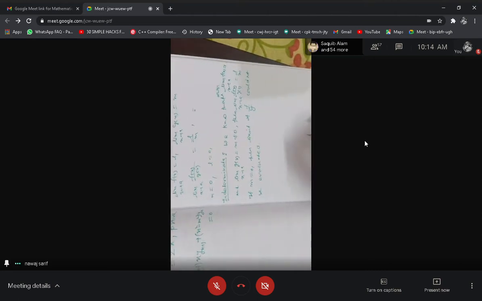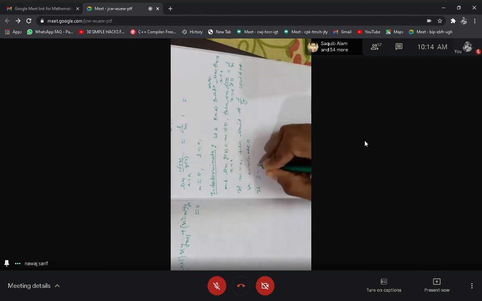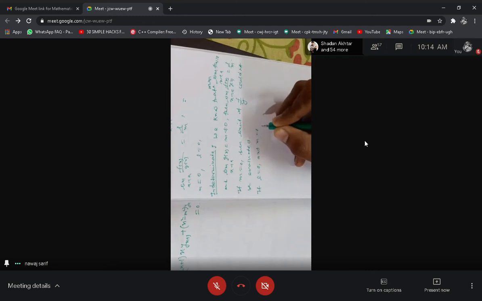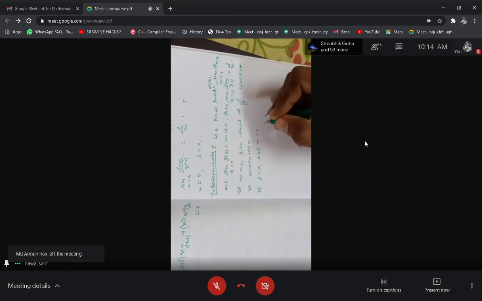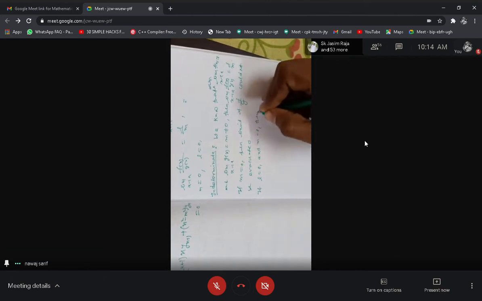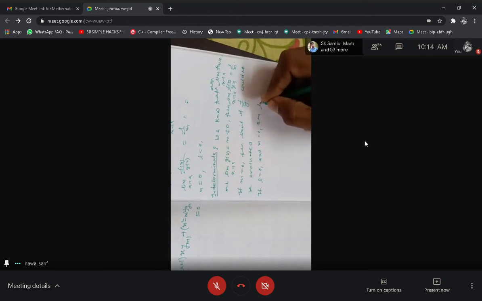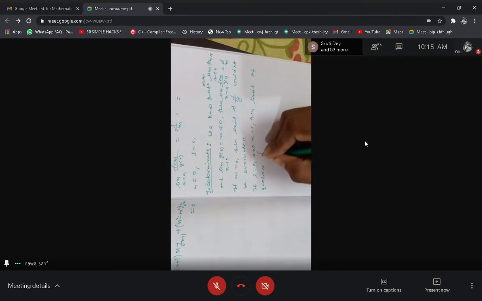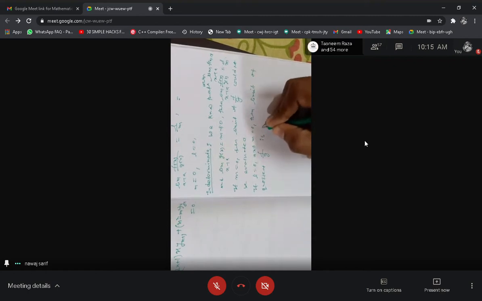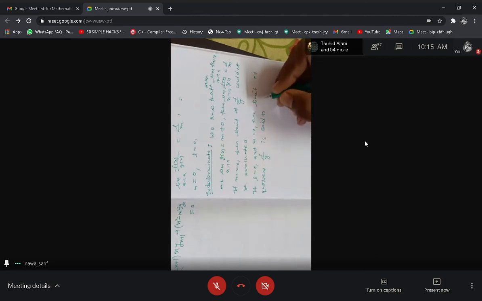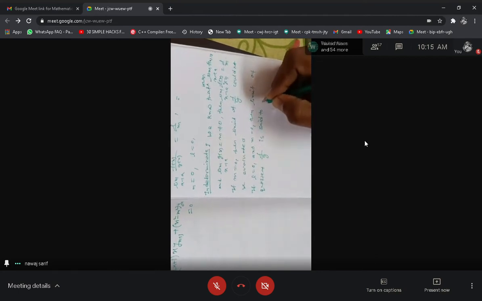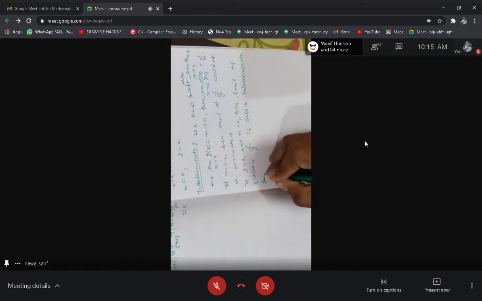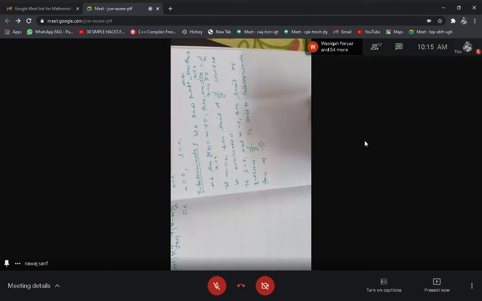Now if L and M both are 0, then the limit of the quotient function f upon g is said to be the indeterminate form of 0 by 0.